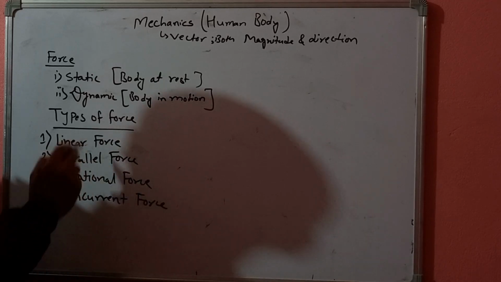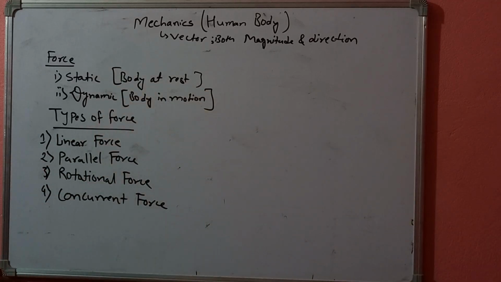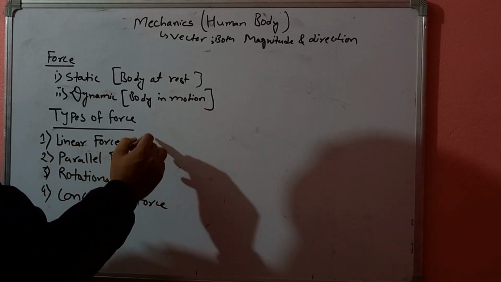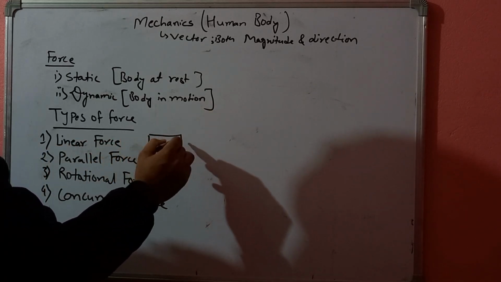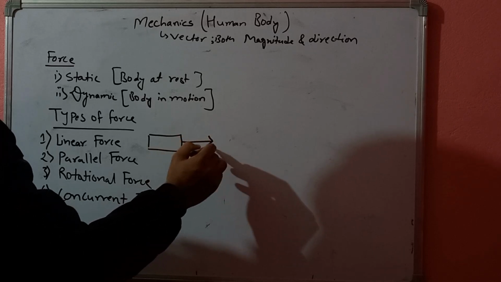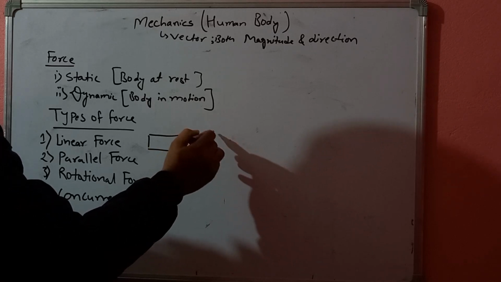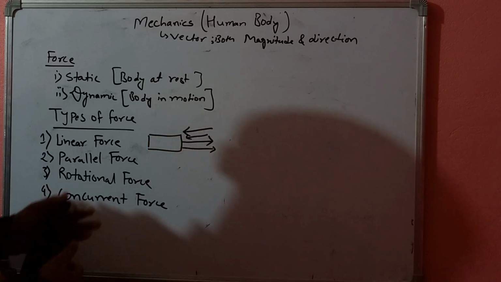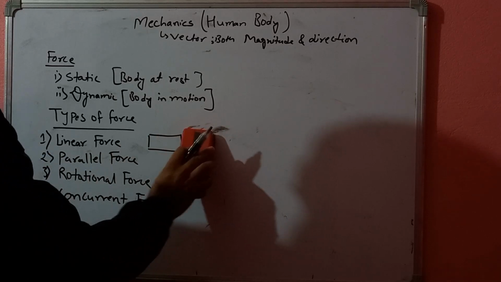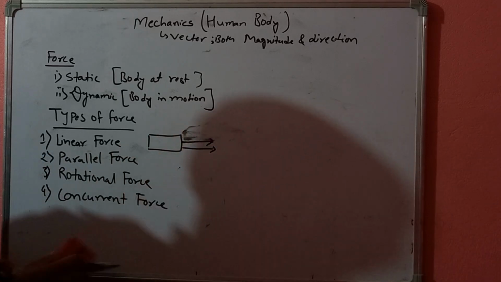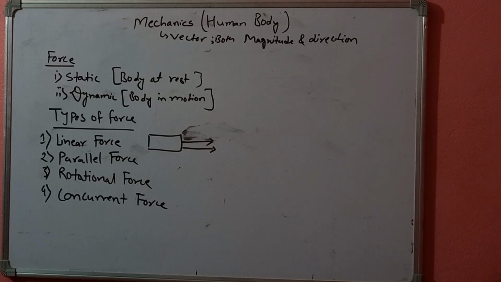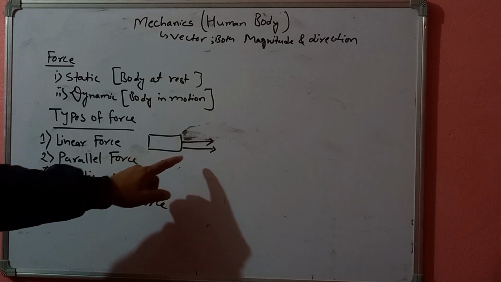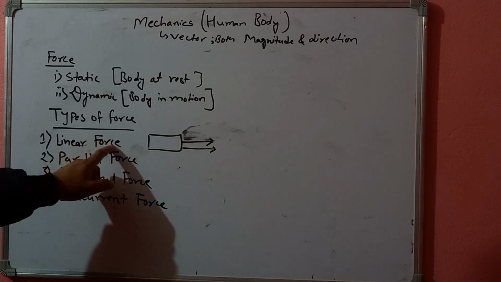Now we come to each particular point, right? In linear force, the force will always be acting linearly, in the sense of in a straight line, right? Either we push or we pull, both are possible. This is linear force. So how can we define it? The force acting on an object in a straight line is said to be linear force, right?